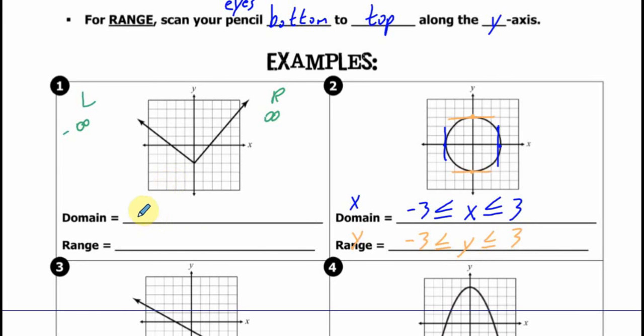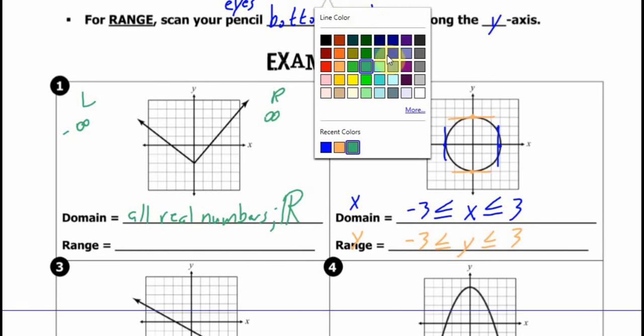And you can write this one of two ways. I'm going to put here all real numbers. Now, math people are kind of lazy writers, so we come up with symbols for stuff. And this double-lined R is the symbol for all real numbers.